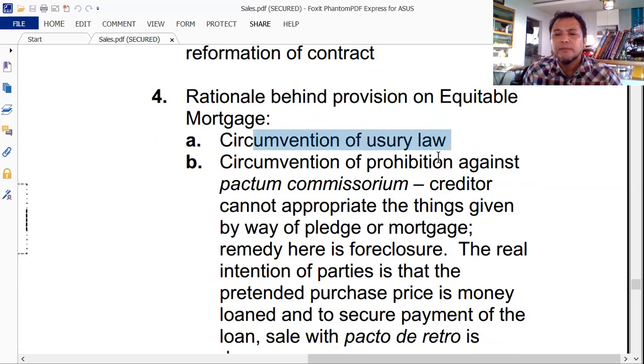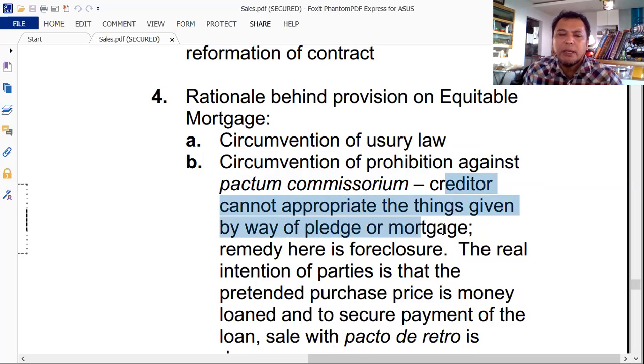Letter A, circumvention of the usury law. By the way, the usury law is still under suspended stage. Then we have letter B, circumvention of the prohibition against pactum commissorium. Pactum commissorium is a prohibited agreement. This means the creditor cannot appropriate the things given by way of pledge or mortgage. So if you have a loan, then you secure it with property. If it's real estate, then that's a mortgage. If it's personal property, then that's a pledge.